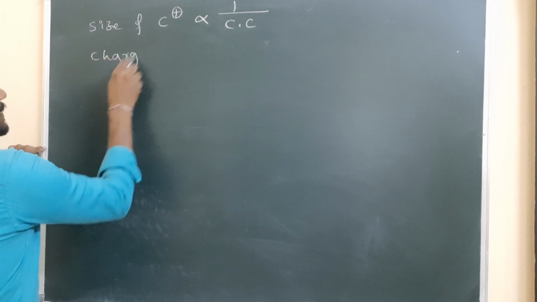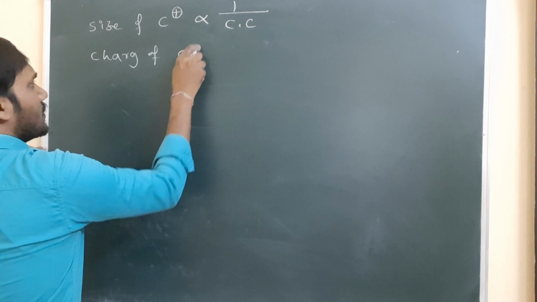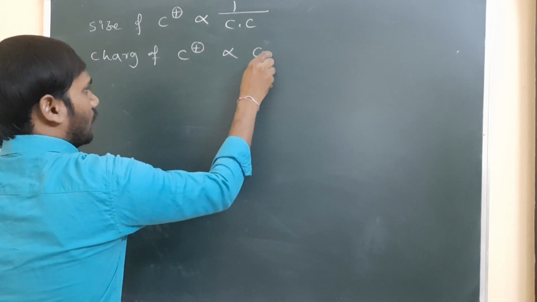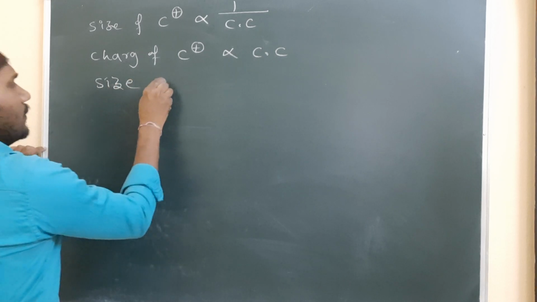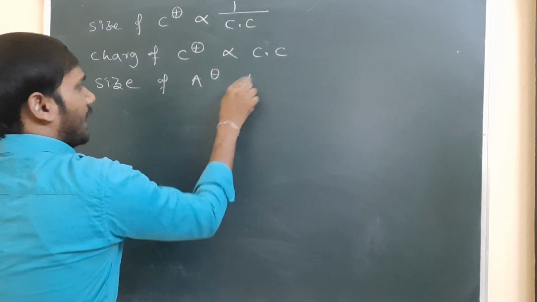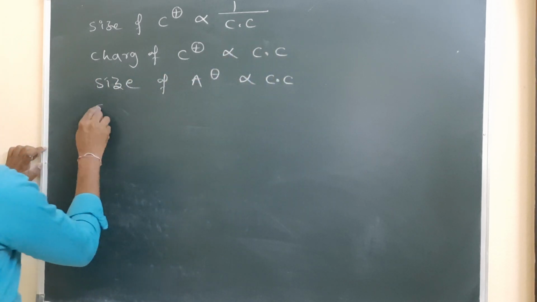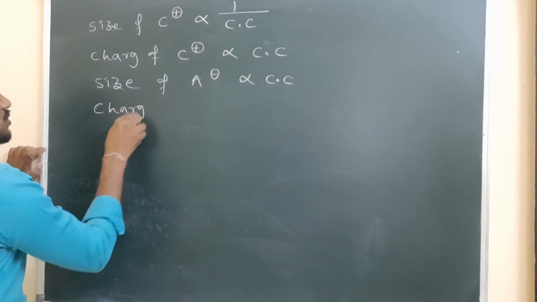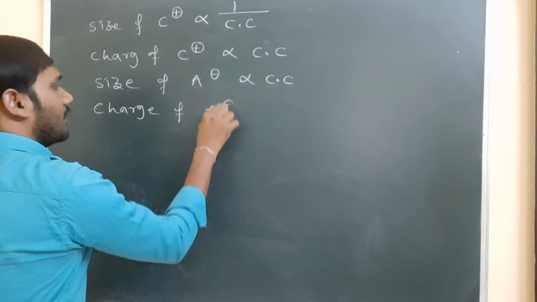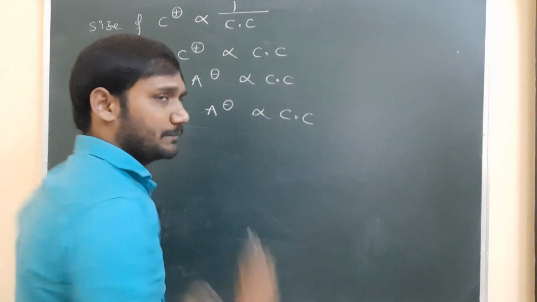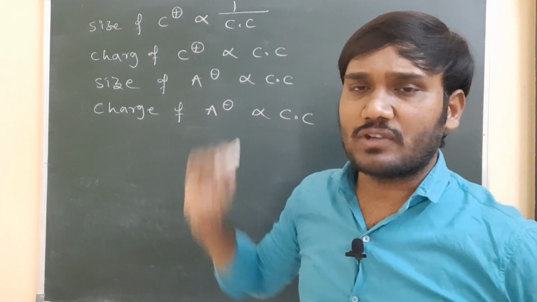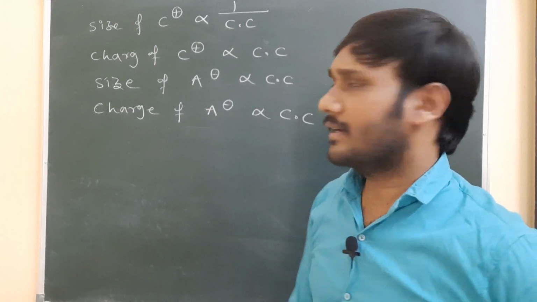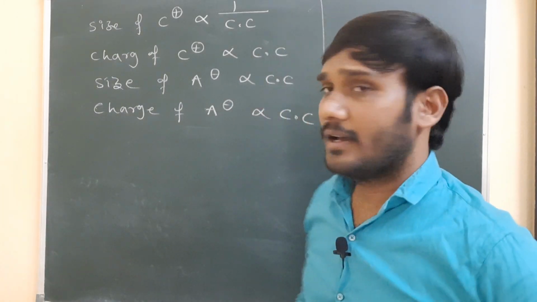Next, the charge of the cation is directly proportional to covalent character. Next, the size of the anion is directly proportional to covalent character. Next, the charge of the anion is directly proportional to covalent character. So these four points are very, very important: size of cation, charge of cation, size of anion, charge of anion. Let us see from this.